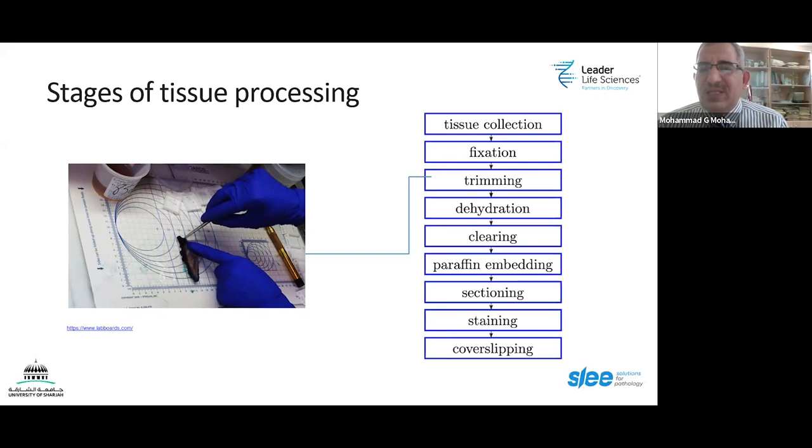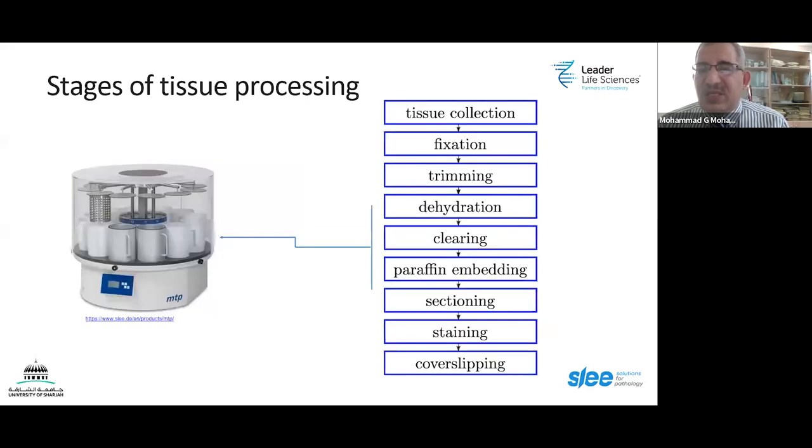Then, in a series of dehydration steps, the fixative is removed, and water is removed and replaced with alcohol to prepare for the next step, which is clearing and preparing the sections for paraffin. Because there are many steps, maybe 10 to 15 depending on the tissue and the protocol, it's tedious, with too many reagents, too many changes, and too many variables.